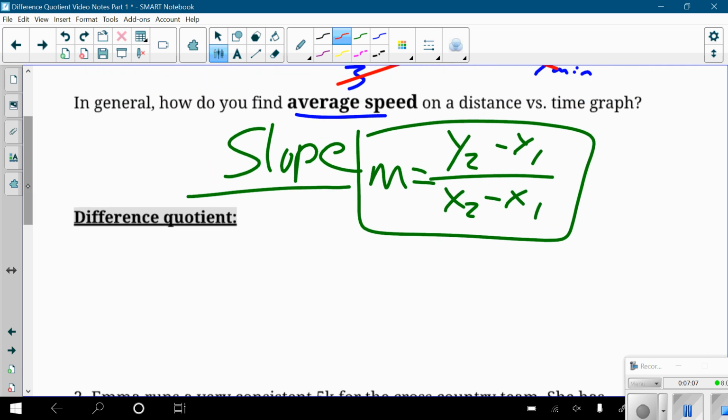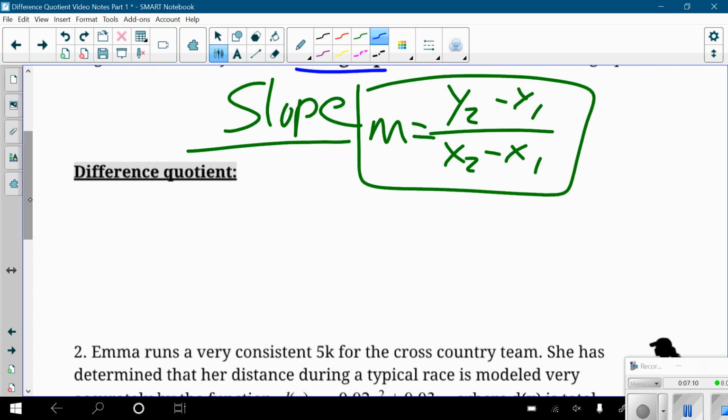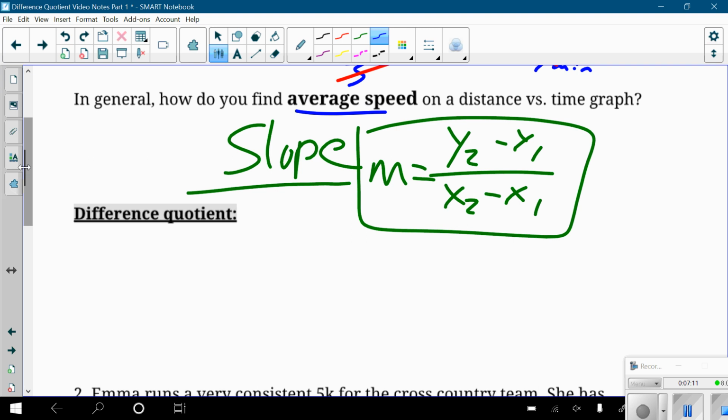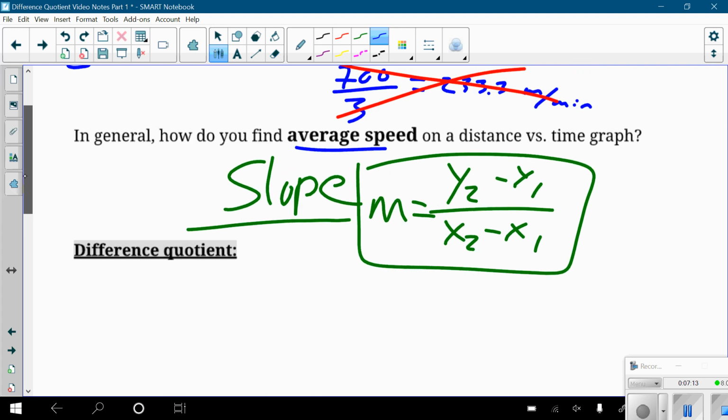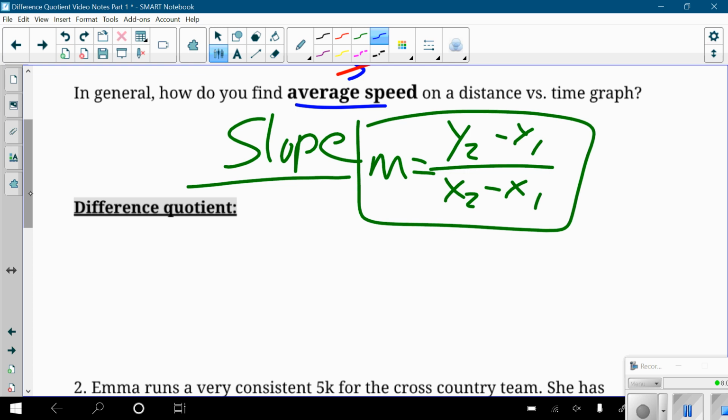And I want to do a similar problem, but I want to think about calculating slope a slightly different way. Basically, just a fancy formula for calculating slope called the difference quotient. Okay? It is called the difference quotient for a couple reasons. First, it's got the word quotient in it. What does quotient mean? Division. Good. It means division.